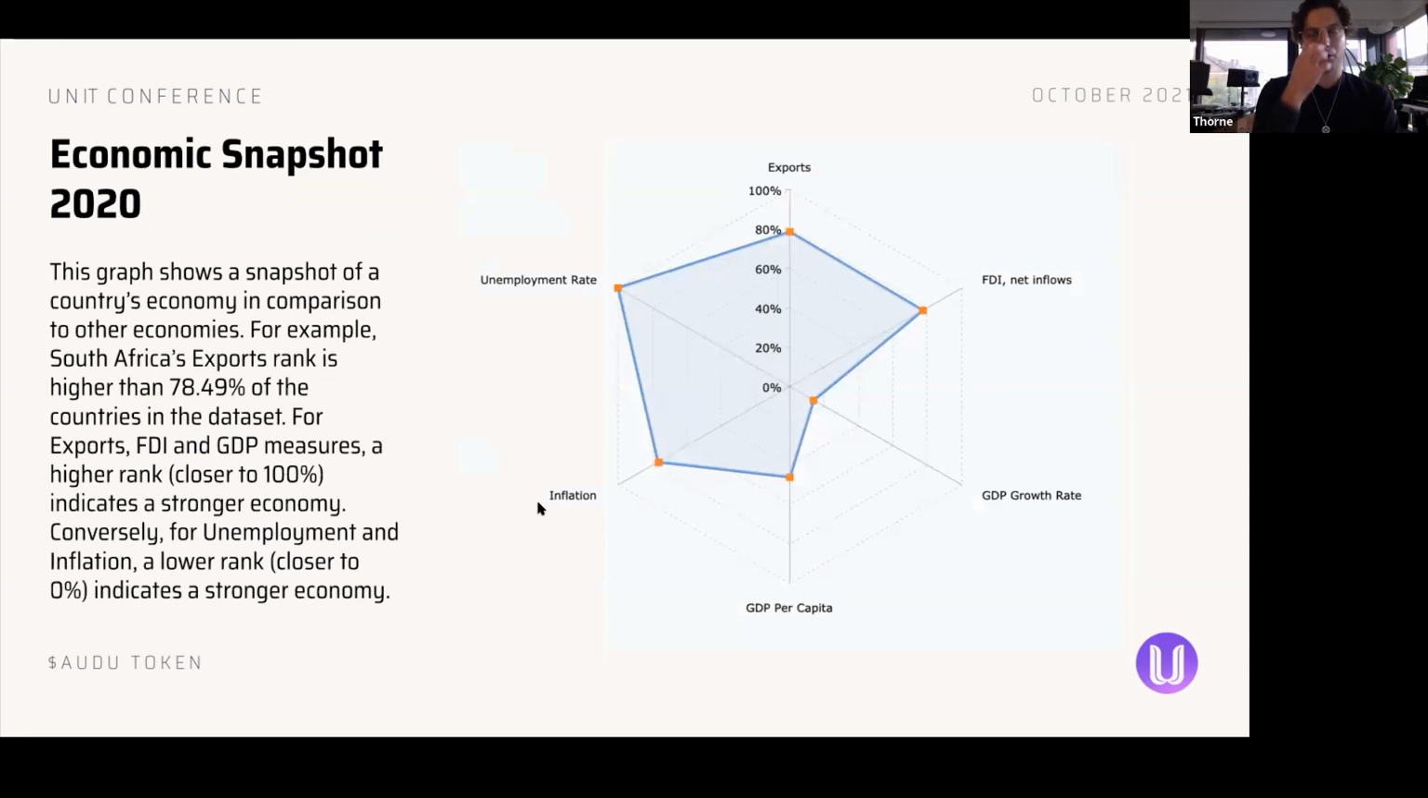So economic snapshot, I thought this was just actually a really cool graph to kind of see how the different aspects of the economy actually all relate to one another. And so this graph essentially shows a snapshot of the country's economy in comparison to other economies. So for example, South Africa's export rank is higher than 78.49% of the countries in the data set. For exports, for FDI and GDP measures, a higher rank closer to 100%, indicates a stronger economy. Conversely, for unemployment and inflation, a lower rank closer to the zero indicates a stronger economy.